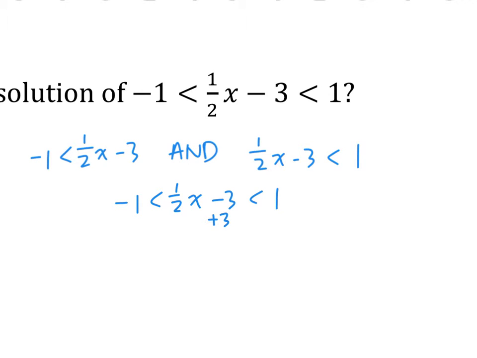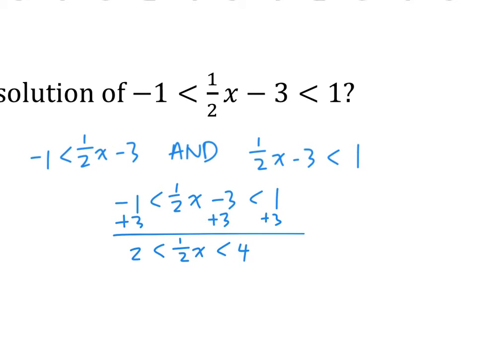And now, instead of two sides of the equation, we have three sides in this inequality. So whatever I do to one side, I have to do to all the sides. In this case, there are 3 sides, so I need to add 3 to everything. So this is 2 less than 1/2 x less than 4.